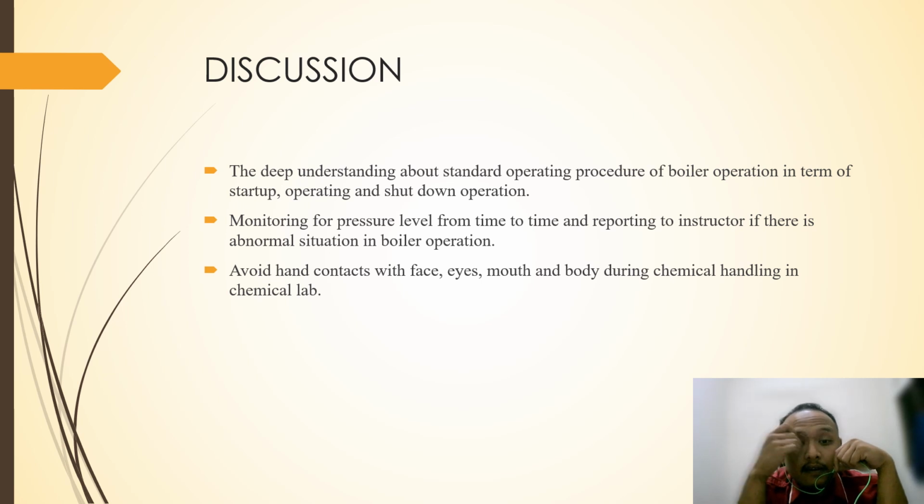Discussion: a deep understanding about standard operating procedure of boiler operation in terms of startup, operating and shutdown operation. Monitor the pressure level from time to time and report to instructor if there is any abnormal situation in boiler operation. And lastly, avoid hand contact with face, eye, mouth and body during chemical handling in the chemical lab.